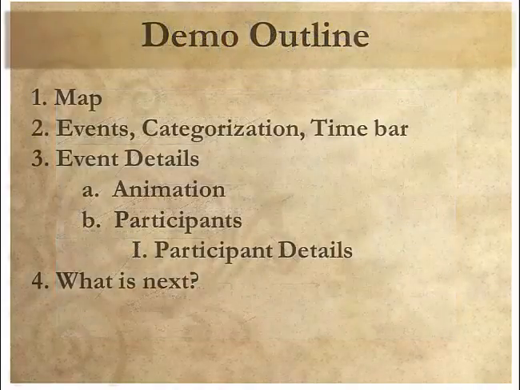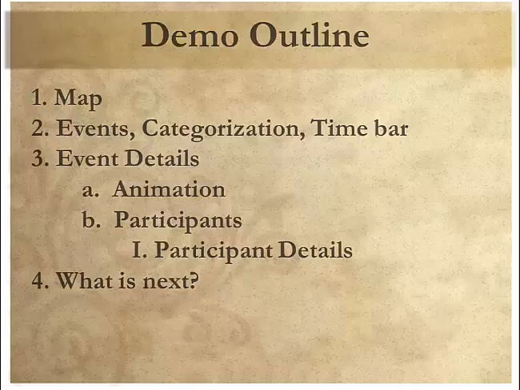Now I am going to demo the application, and these are the 4 outline points. The first one is the map, the second one is the events and their categorizations and the time bar, the third one is the event details and its animations and the participants, in addition to participant details. At the end I will state what is next for this idea.